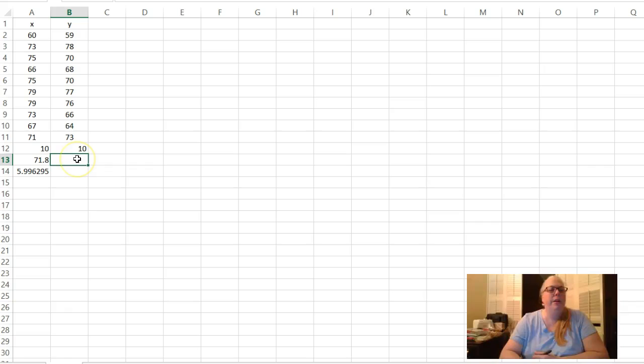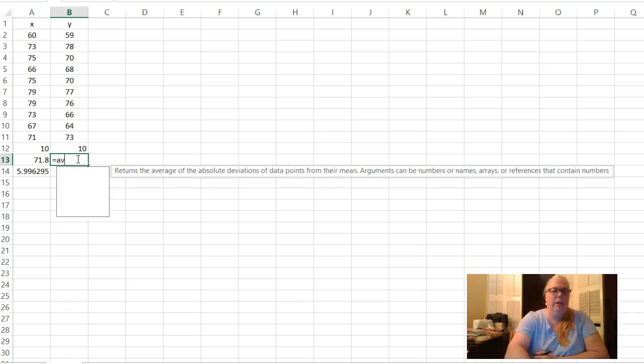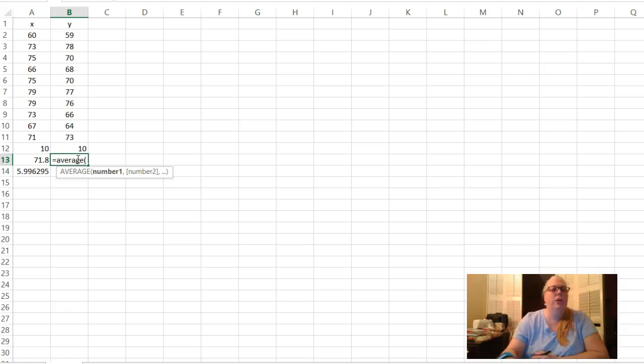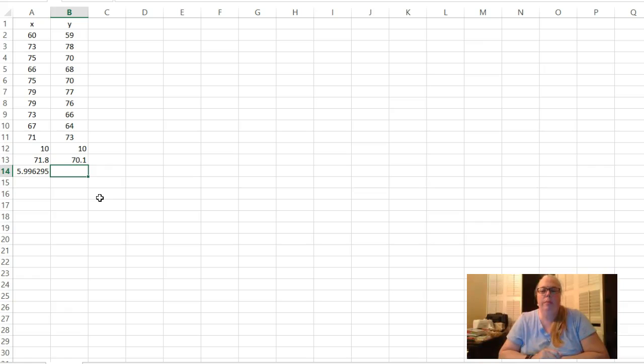Okay, let's go in here and do the same thing for y. Remember, we're going to do the average or the mean first, so equals average. Now, all my y values take place between B2, and you'll notice it's colored blue now, and they go all the way to B11. And you'll notice that now the entire y column has been colored in. So that tells me where I'm finding the average. And it's giving me the average for the y's to be 70.1.